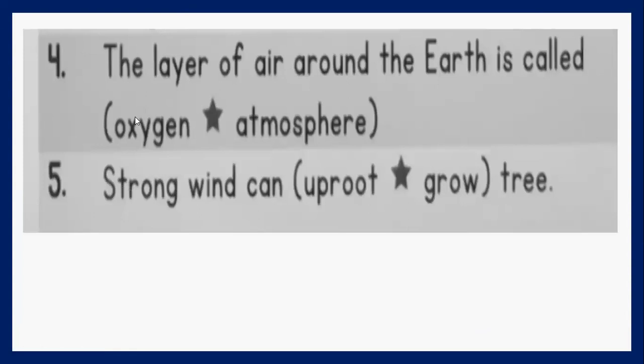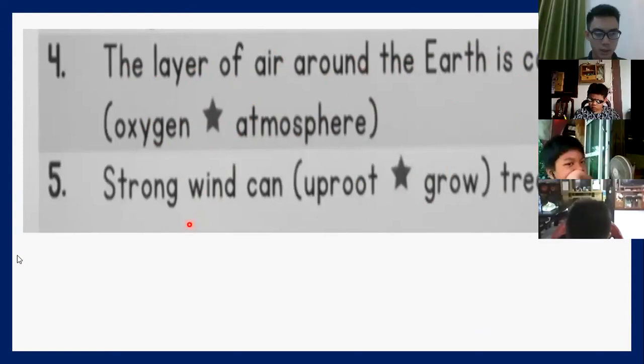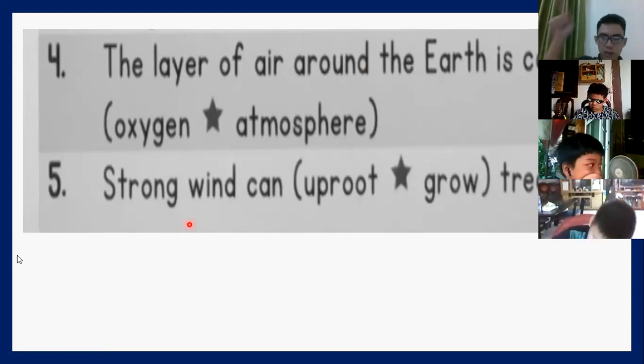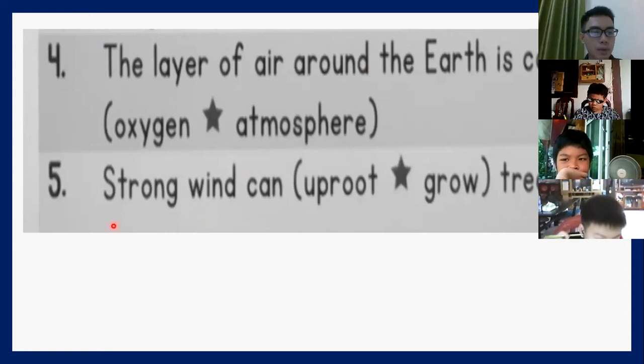Number one, temperature. Now it's time for number four and number five. Number four. The layer of air around the earth is called oxygen or atmosphere. Oxygen. Are you sure? The air around the earth. I will show you the example. The air around the earth. Oxygen or atmosphere?